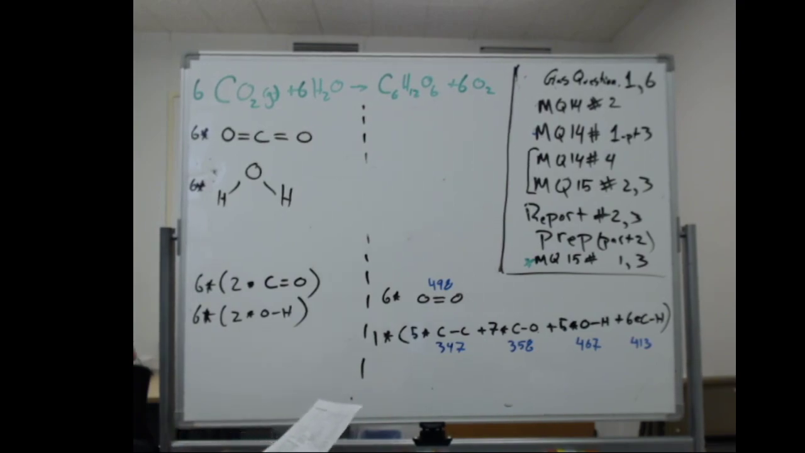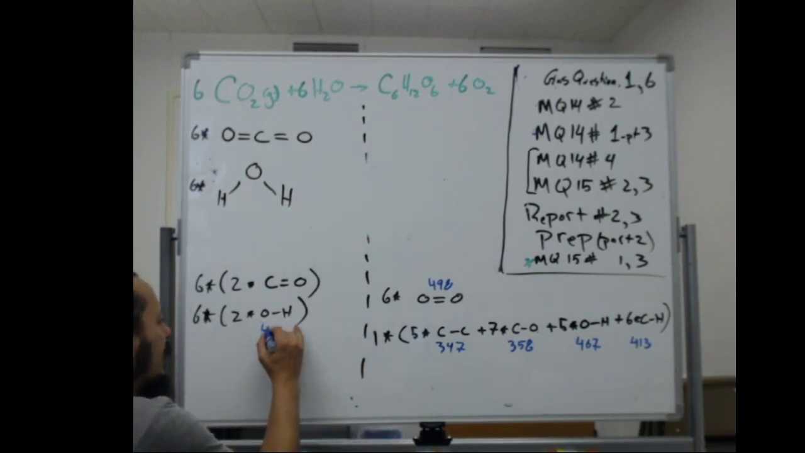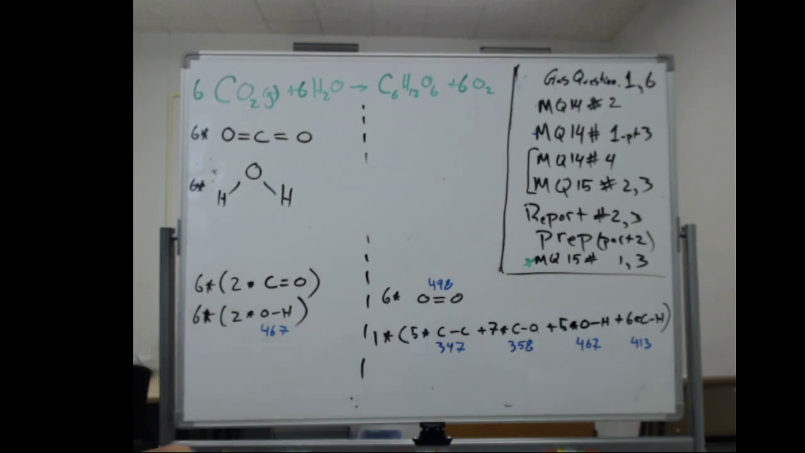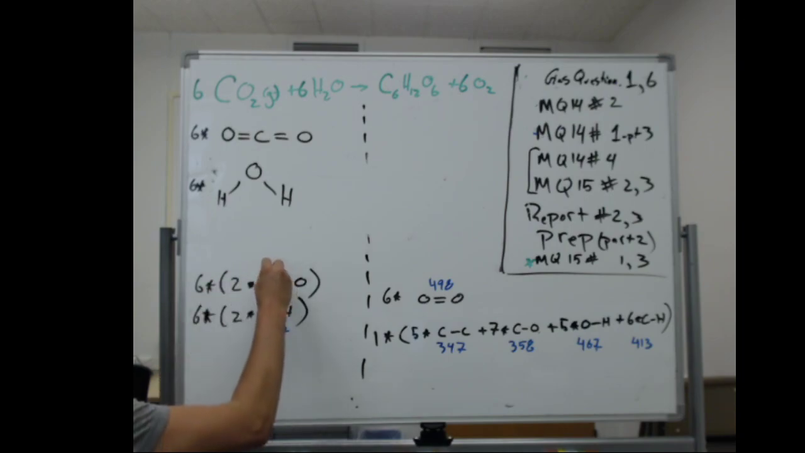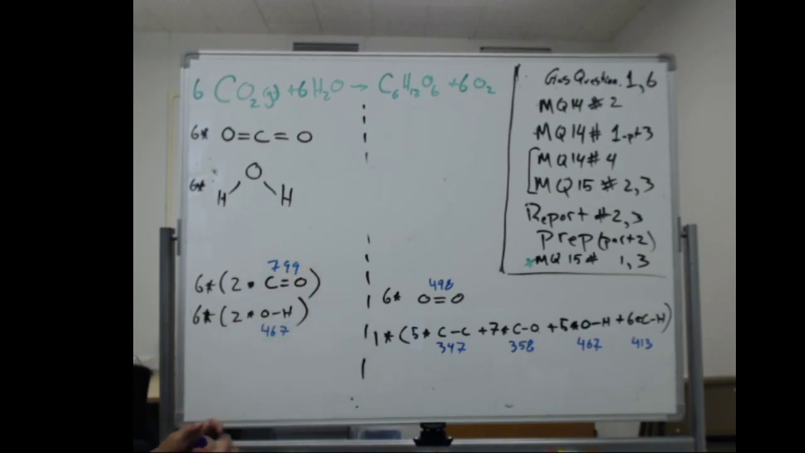Oxygen-hydrogen single bond is going to be the same value we had before, 467. And this is where we have to be careful. Carbon-oxygen double bond has 2 values associated with it. It has a value that it generally has of 745, and then it also has the value that's particular to it in CO2, and we want to use that value that's particular to CO2.